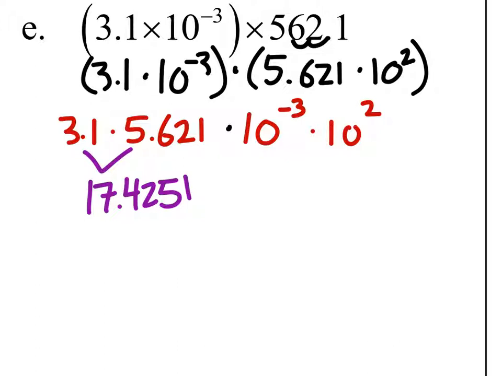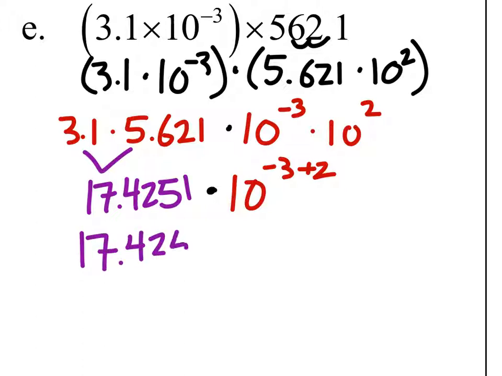So this is still multiplied by 10 to the power of negative 3, but I'm going to add that 2 up in here. And now I still got my 17.4251 times now 10 to the power of negative 1.